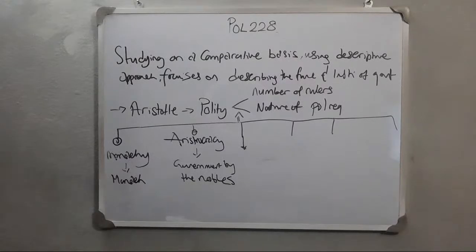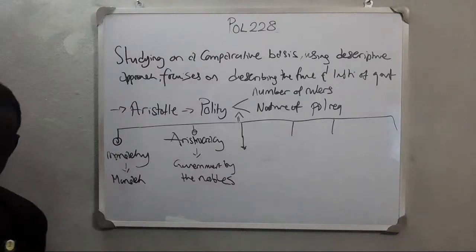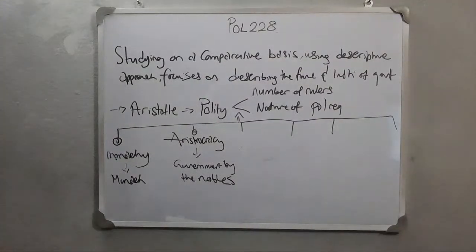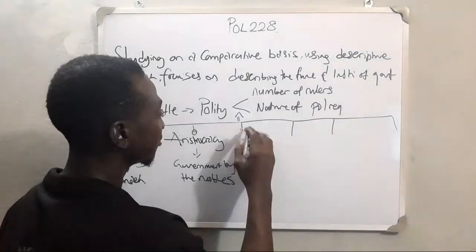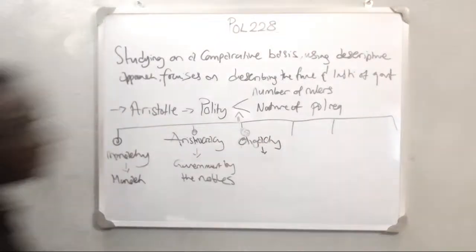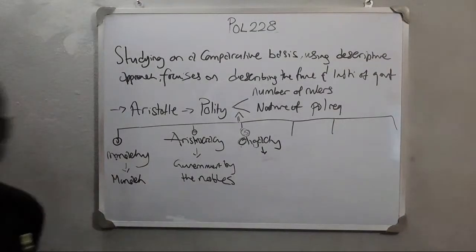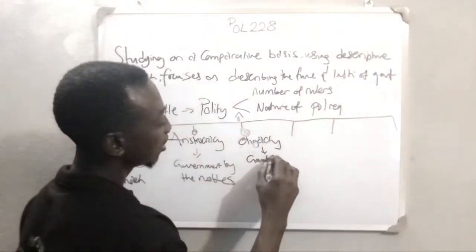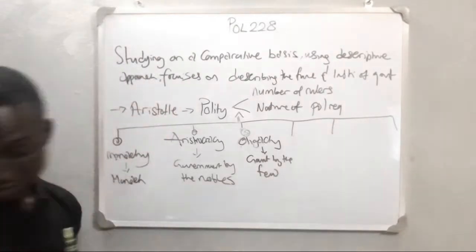He also said something about oligarchy, a form of government which is characterized by few persons or family. Oligarchy has three. Here, what are we talking about? Government characterized by few people ruling, or government by the few.